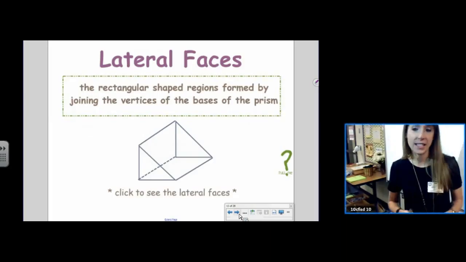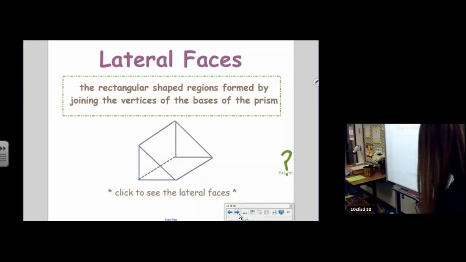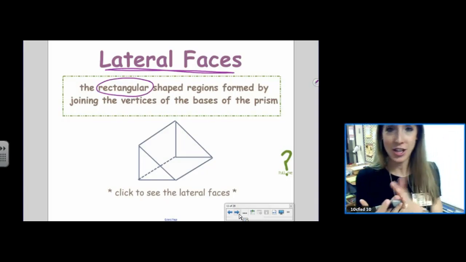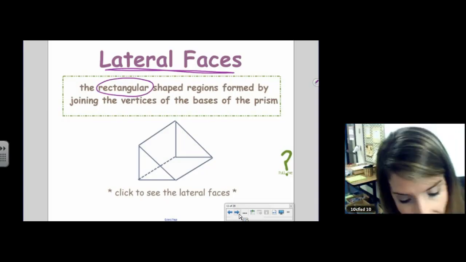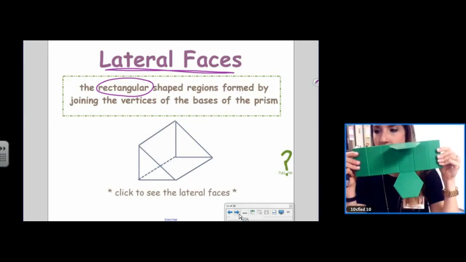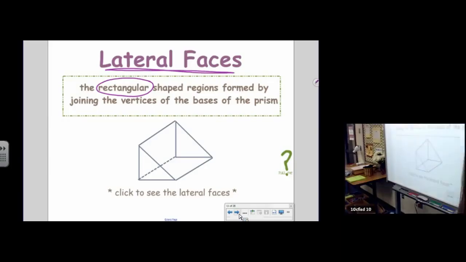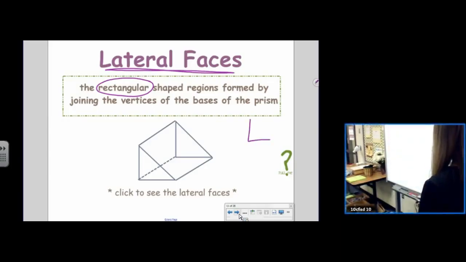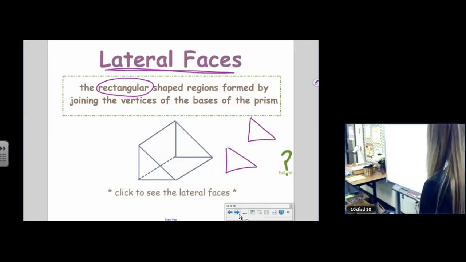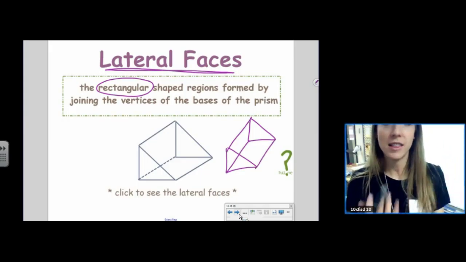Please don't write any of the rest of these definitions down. Please just listen. You do not need to memorize these or even look at them again. The lateral faces are, notice, they're the rectangular shaped regions because in a prism, the lateral faces have to be rectangles. So when I unfold this net, notice all the lateral faces are rectangles. They're formed by joining the vertices of the bases. So that's kind of how we draw a prism sometimes. Sometimes you draw two bases, and then you connect the vertices. When you connect the vertices, you have just drawn lateral faces.